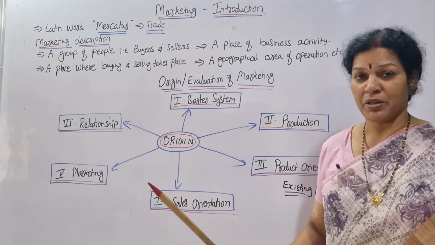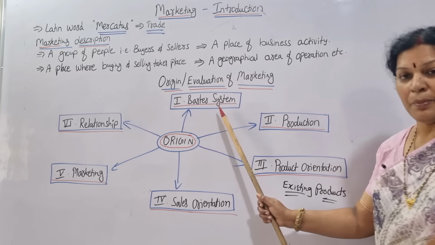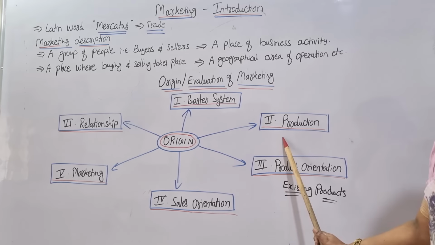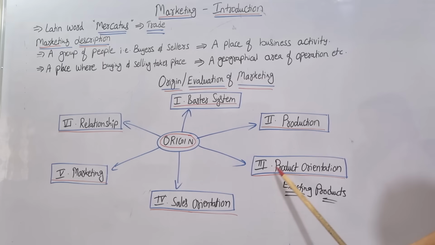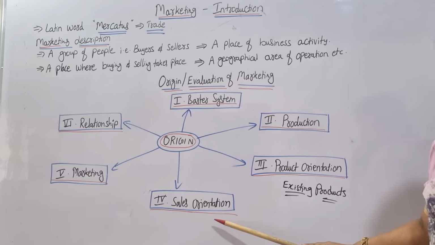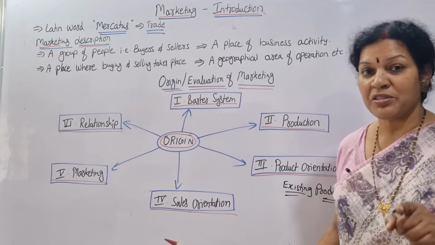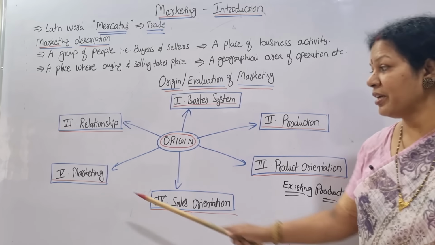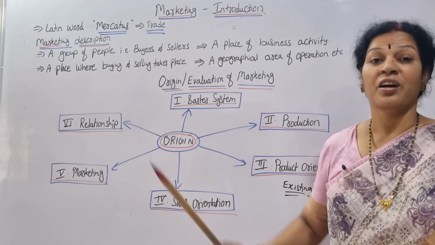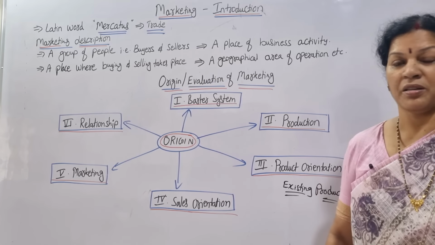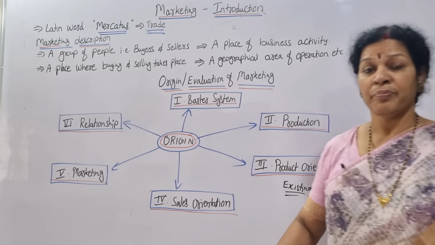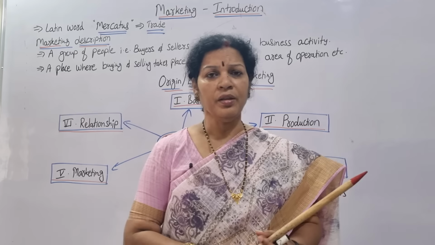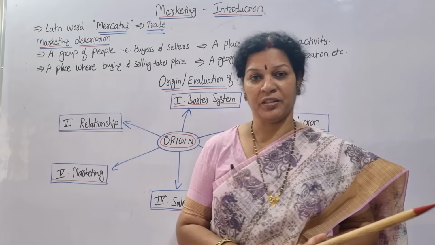Are you able to remember the six stages? First one is the barter system, production. They started producing. Then after that, product orientation, where they started introducing existing products. Then sales orientation, where according to the requirement of sales they started producing. Then marketing. Then after that, good relationship with the customer. So simple, six stages. In the coming classes, we will see marketing subjects in depth.